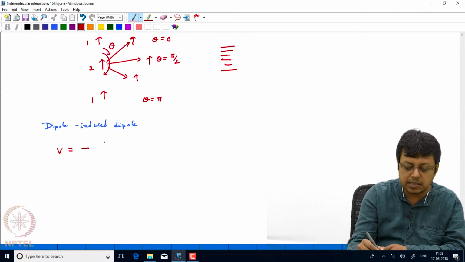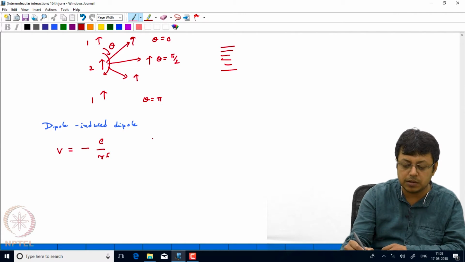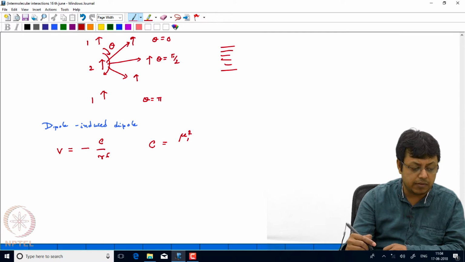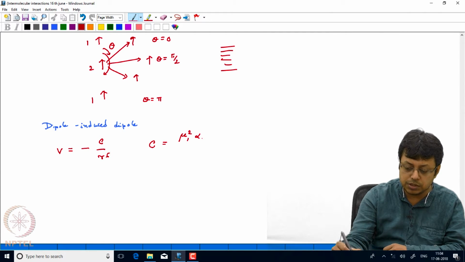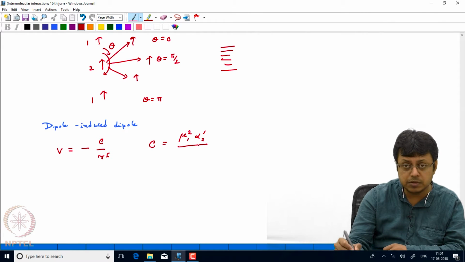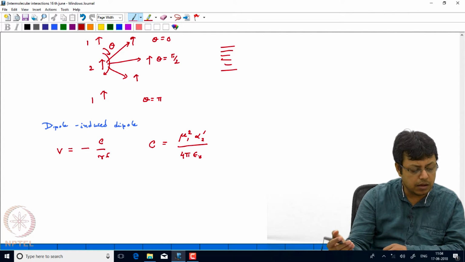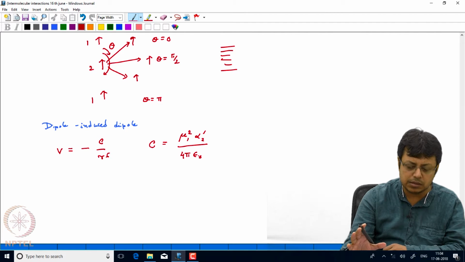So, you can write all these interactions as minus C over r to the power 6, where C will be something like mu 1 square. This mu 1 is the permanent dipole, and then I will have an induced dipole component also, which will be alpha 2 prime, I am using 2 notation for the second dipole, divided by 4 pi epsilon 0. You can easily figure out how this interaction comes, but that calculation is a little bit more involved.